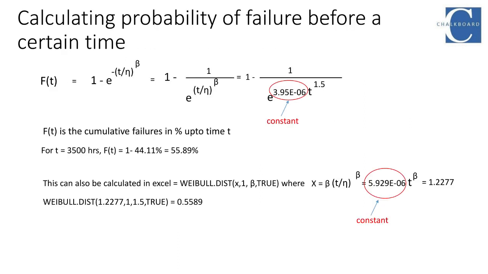The probability of failure is calculated using the function shown on the slide. Since t is in the denominator, the term on the right-hand side reduces with time, and therefore the probability of failure increases. We can directly calculate this in Excel, given time and failure rate, using the Weibull.dist function. X here is the product of time and failure rate. Alpha is taken as 1, and beta is given. We use the cumulative form of the function.